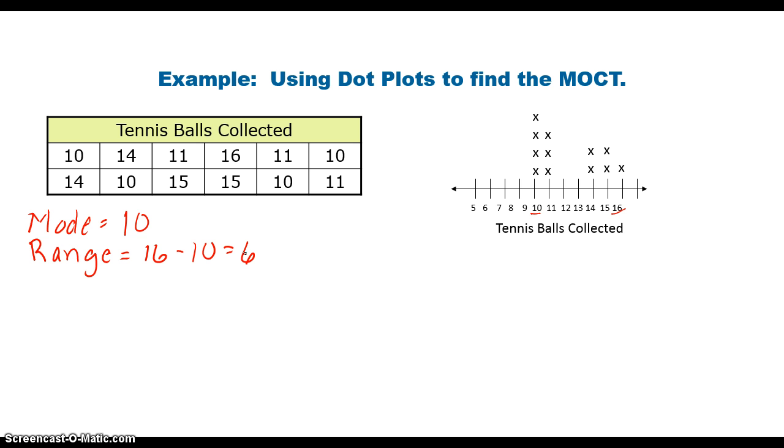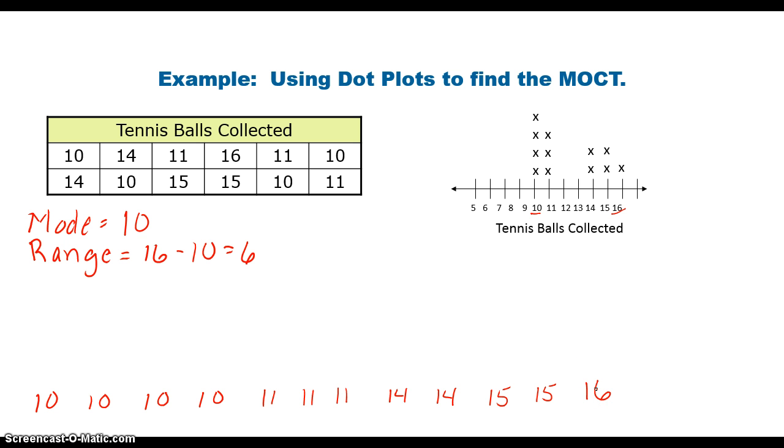The median and the mean require a little more work. To find the median of this data, I need to line it all up to find the center. Fortunately, when I create a dot plot, my data is already in order. So if I were to list my data in order, I would need 4 10s, 3 11s, 2 14s, 2 15s, and 1 16.